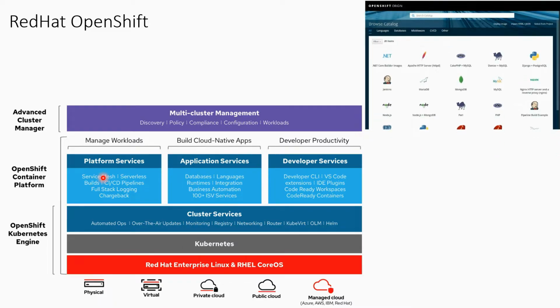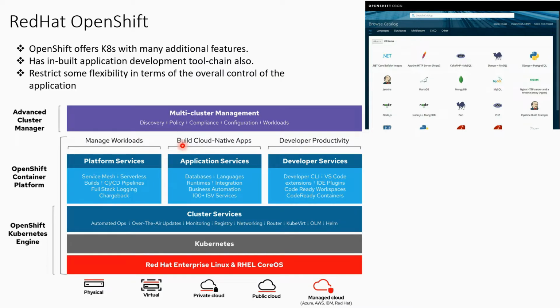Okay, so these services are the choice of Red Hat, what they want to use from the available options in the market. So Red Hat OpenShift offers Kubernetes with many additional features. It has a built-in application development toolchain also. So for a developer, Red Hat OpenShift is a very good option, because it has an inbuilt development toolchain, with all the development platforms available, like MySQL, MongoDB, Jenkins, Node.js, Python, .NET. All these platforms are integrated within Red Hat OpenShift. So a developer can develop code, can write a Docker image, and then can manage the same container workloads using Red Hat OpenShift here.